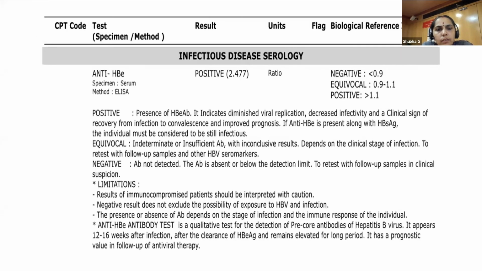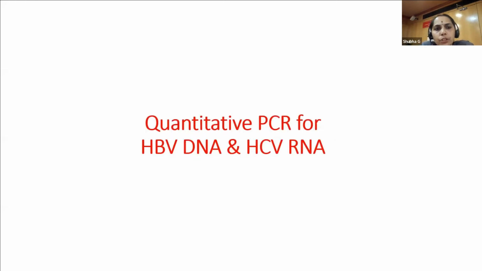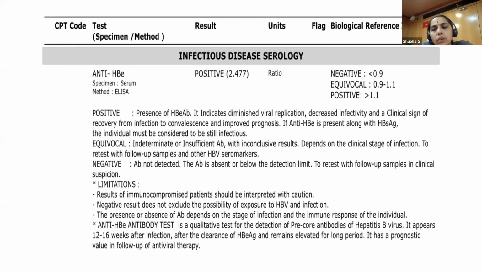So those are all the battery of tests which are available in our lab, and we have a short turnaround time of 3 hours for most of the tests, some of which we run only once a week.